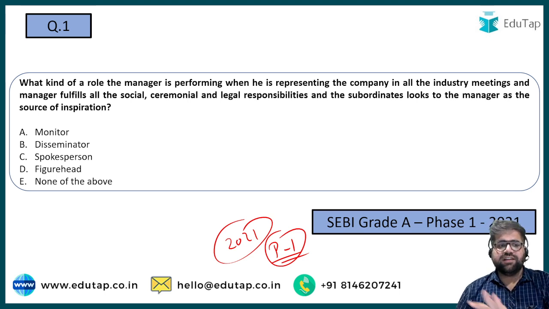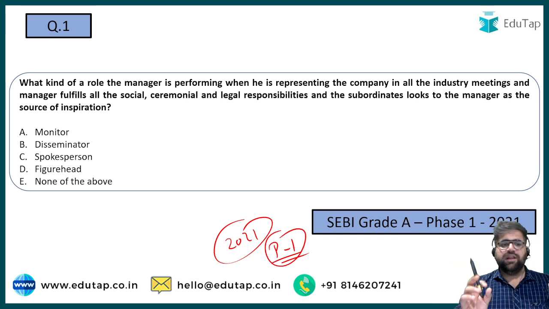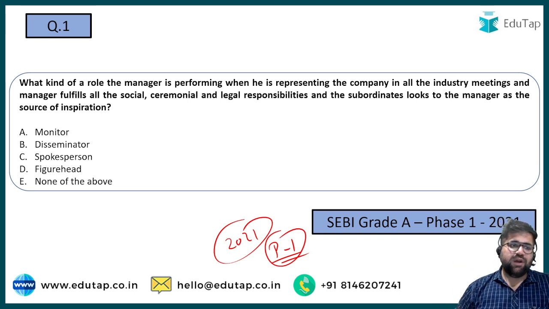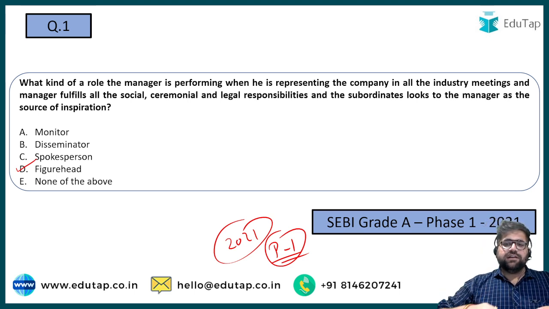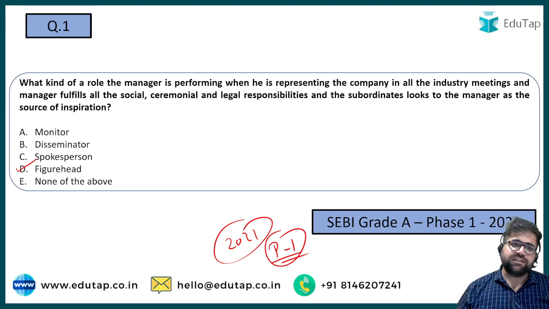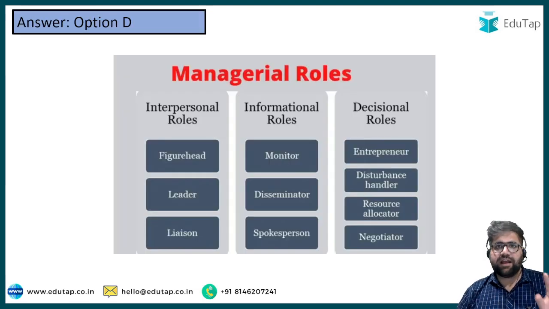Moreover, this role of manager has been asked from a very popular theory given by Henry Mintzberg. Henry Mintzberg has given a total of 10 roles. Out of those 10 roles, what will be the answer? If you have marked your answer as figurehead, then your answer is correct, because what I am seeing in the question is that the manager is a source of motivation to all the other employees, plus he is also fulfilling all the different responsibilities, so he is like a figurehead. The correct answer here will be D only, as I have told you.